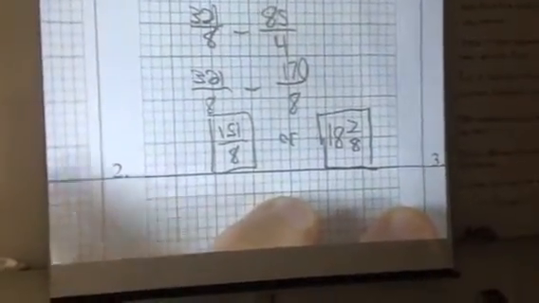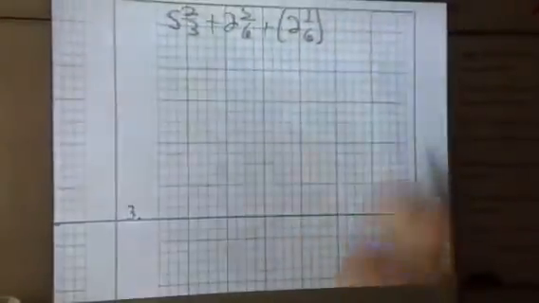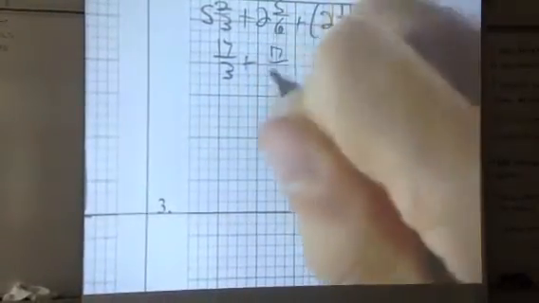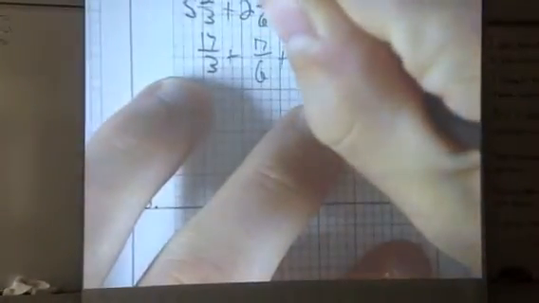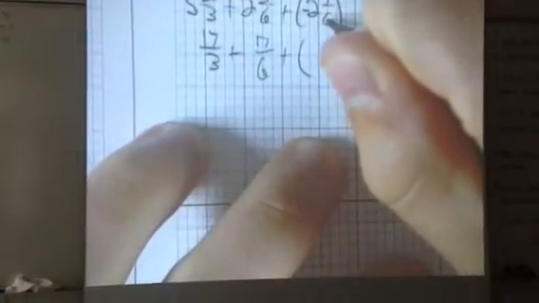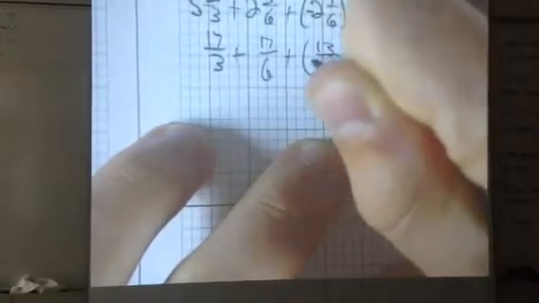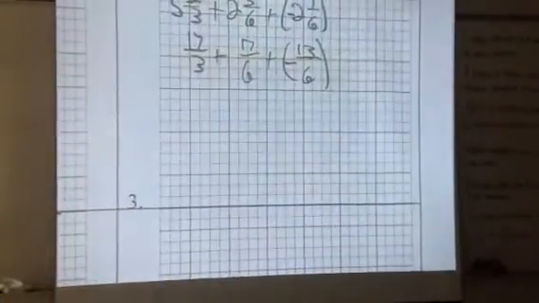3 times 5 gives me 15, plus 2 is 17/3, plus 6 times 2 gives me 12, plus 5 gives me 17/6, plus... What I'm going to do, this is plus a negative. I'm going to leave it as plus a negative. Plus negative 6 times 2 gives me 12, plus 1 gives me 13/6. It's a negative 13/6. Now, what I notice is I'm adding and subtracting, so again what I need to do is find that common denominator.